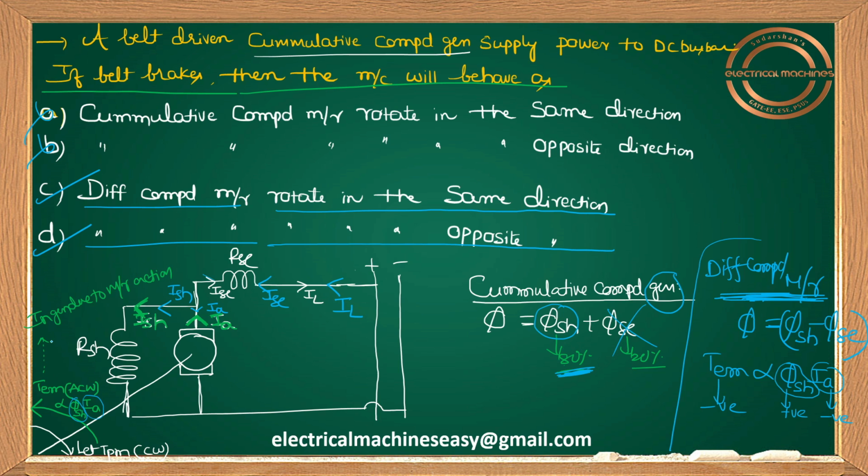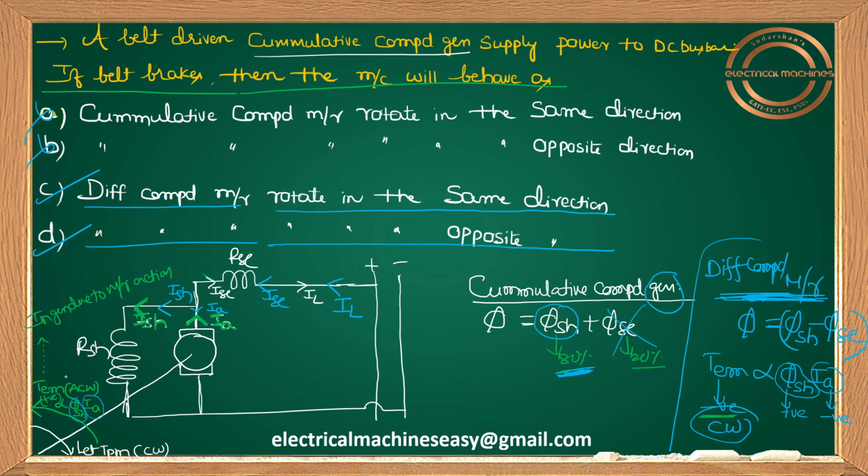So here, whatever torque I took previously was positive. At that time, whenever phi_s is positive and I_a is positive, your torque is also positive. Positive means anti-clockwise direction. Now this positive becomes negative. So what is the direction of the electromagnetic torque when the belt breaks? Previously positive meant anti-clockwise, now it becomes clockwise.